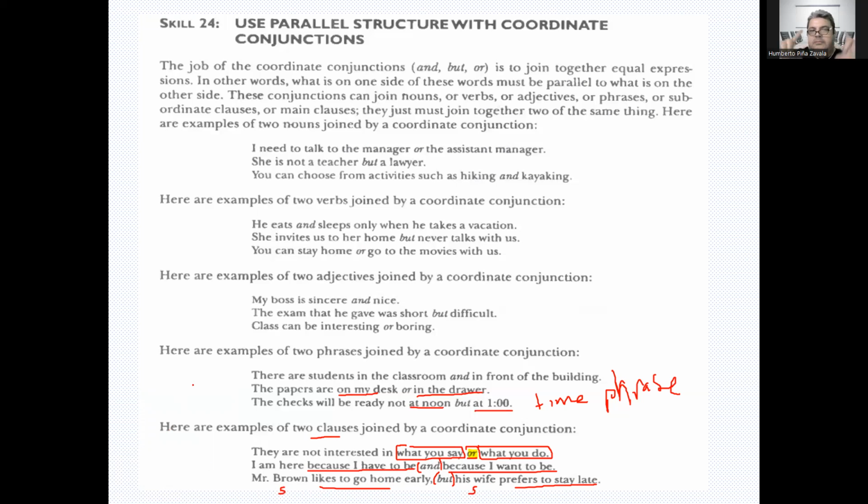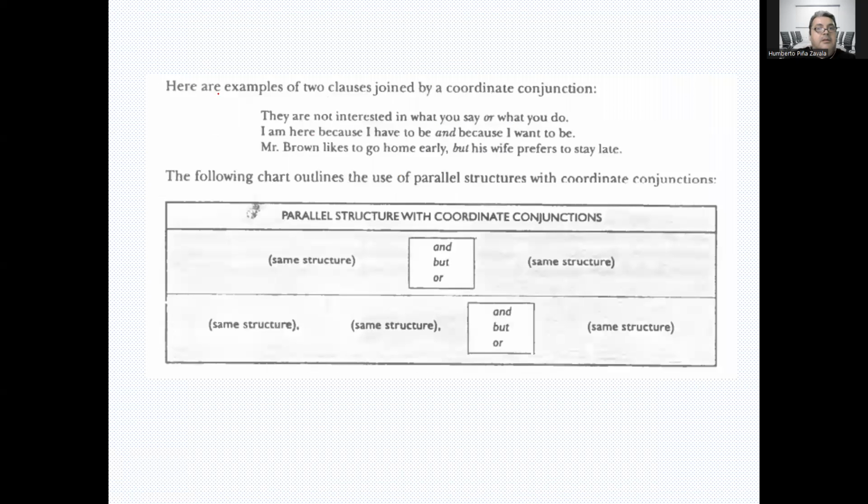So the point is that you have these coordinate conjunctions, and they have to put together the same type of expressions, either nouns or verbs or adjectives or phrases, clauses. Okay, that's what we're saying. Here are two examples of two clauses joined on this big set. Here, we got the same structure on the one side and the same structure on the other side. Or same structure, comma, and same structure.